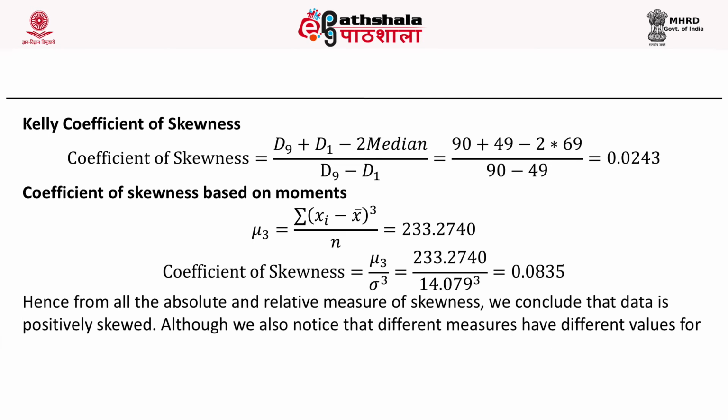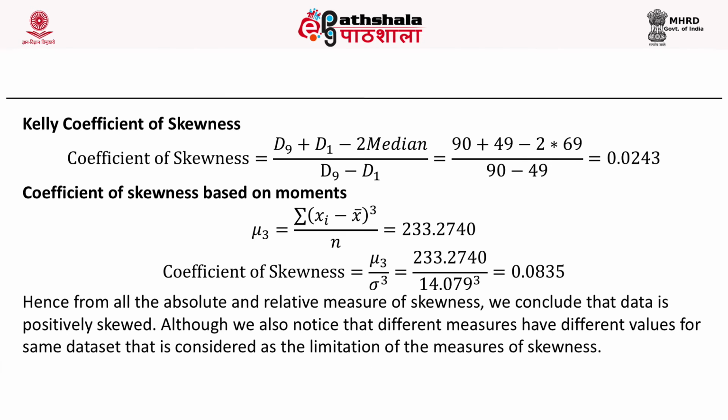Hence from all the absolute and relative measures of skewness we conclude that the data is positively skewed, although we also notice that different measures have different values for the same data set. That is considered a limitation of the measures of skewness.